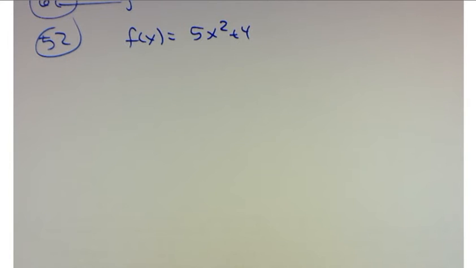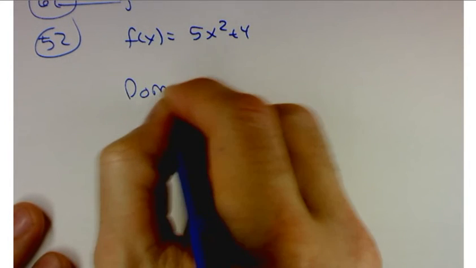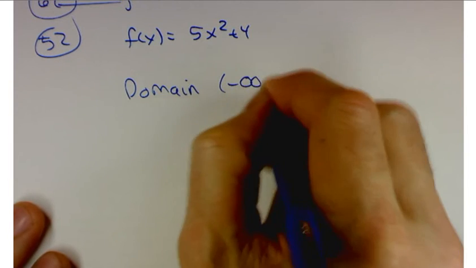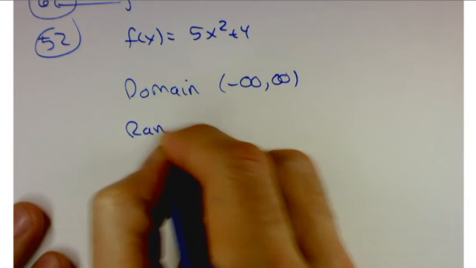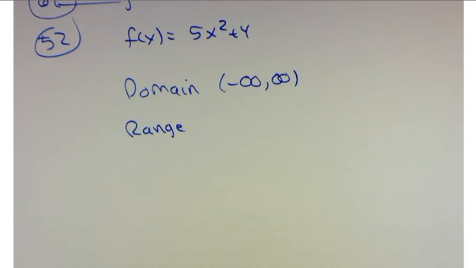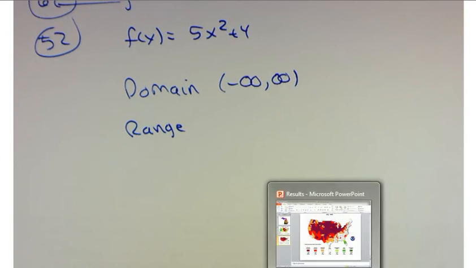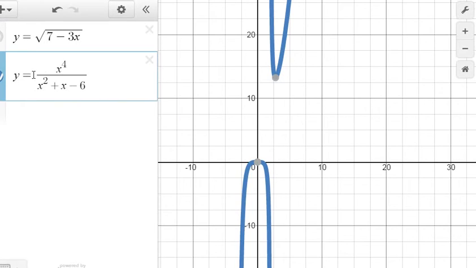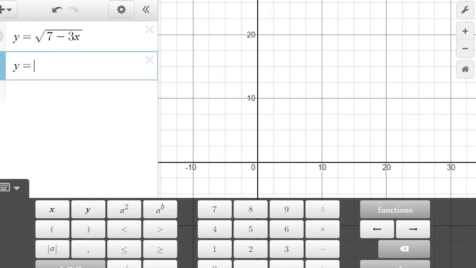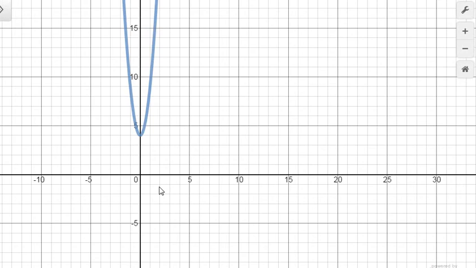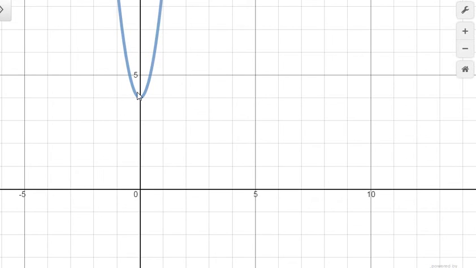In fact, what does the graph of this look like? Does anyone know? Yeah, it's going to be a parabola. It's going to have some kind of a U-shape. And if you took the time to graph it on your graphing calculator or otherwise, so y equals 5x squared plus 4, you're going to see a parabola that touches the y-axis at what point? 4. So what's the range then? Yep, range would be 4 to infinity.